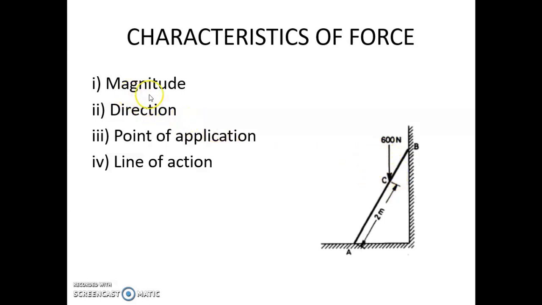First characteristic is magnitude. So the magnitude of the weight of the person who is standing at point C is 600 Newton. The point of application of that force is at point C, which is 2 meters from point A on the ground. The line of action is vertical and the direction of the force is in the downward direction. So you can see the arrow is pointing downwards. So the direction is downwards.